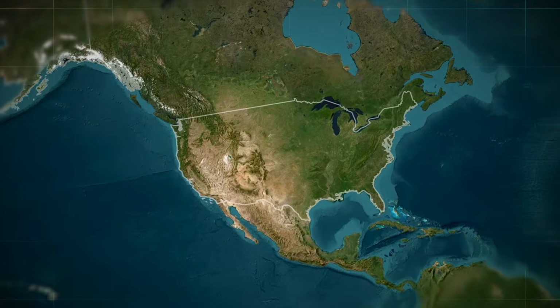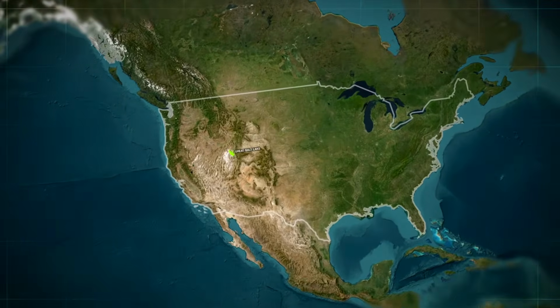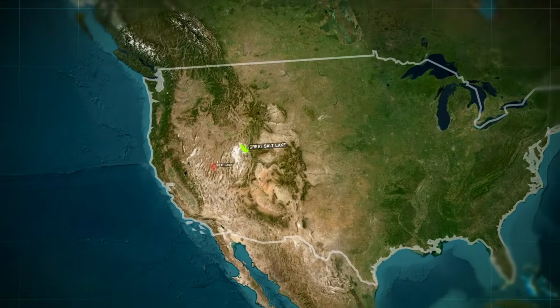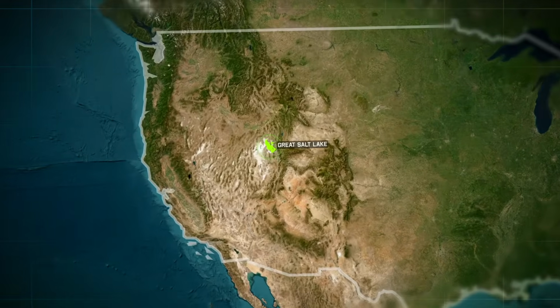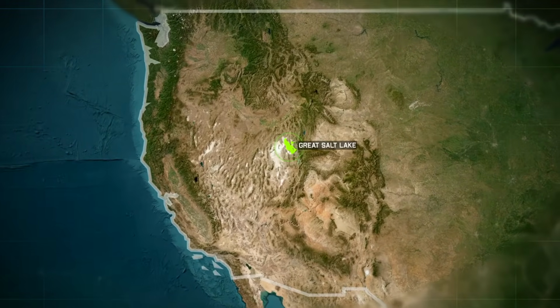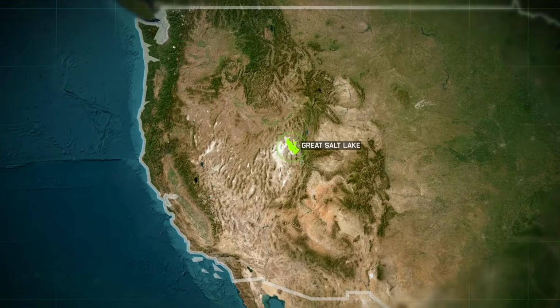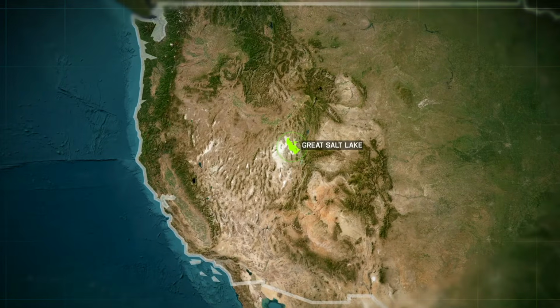West of the Rocky Mountains, you'll find the Great Salt Lake and the Great Basin. Great Salt Lake sits at the bottom of a closed basin. It is a terminal lake with no outlet, so the only way water can leave is by evaporation.